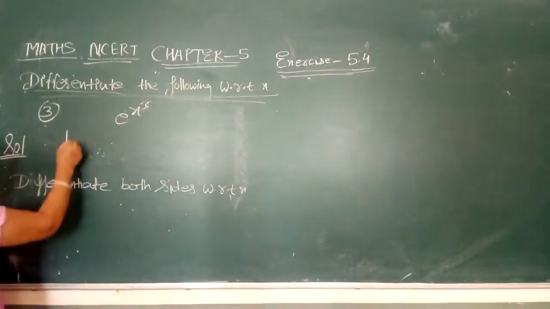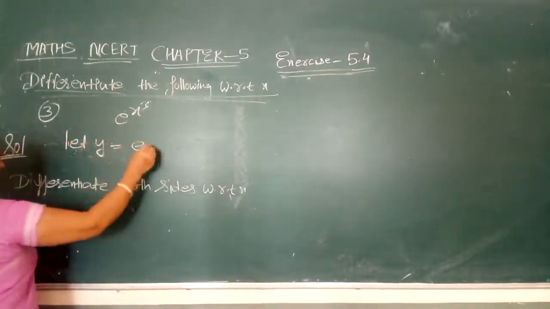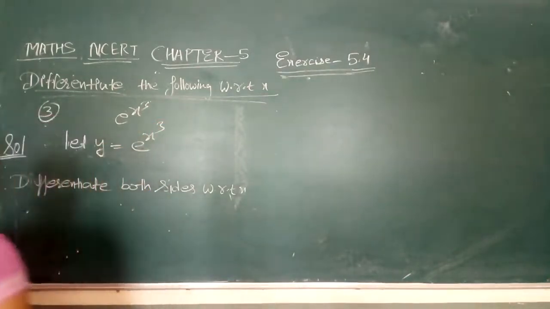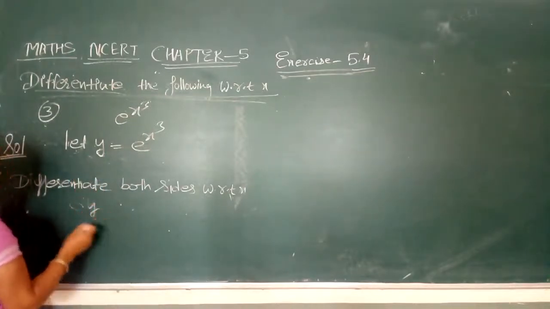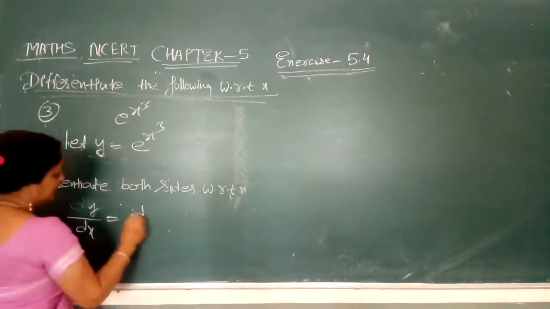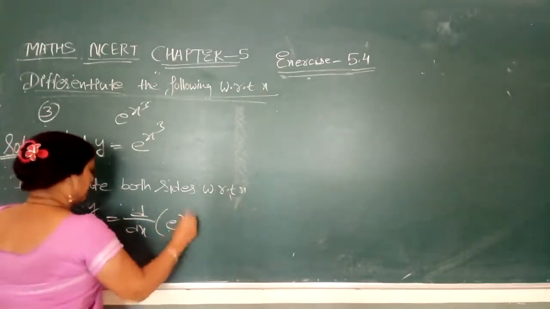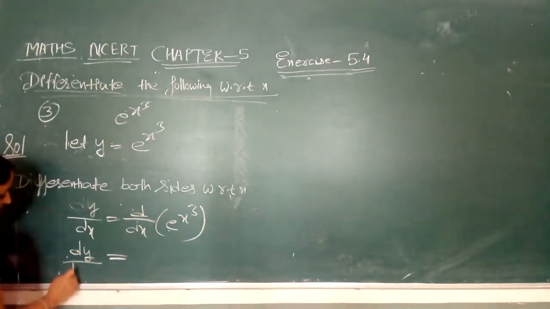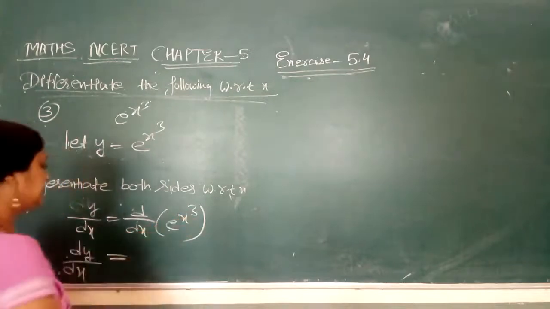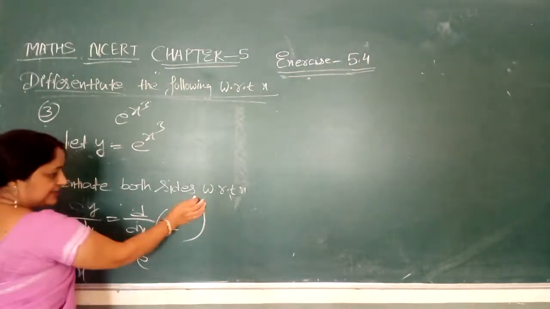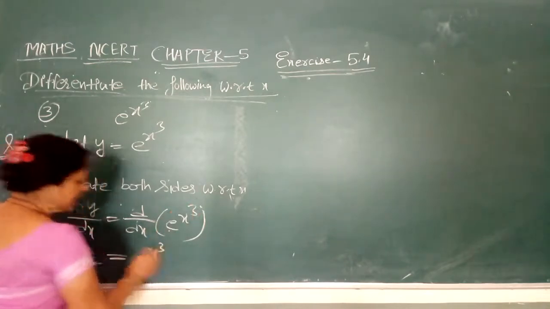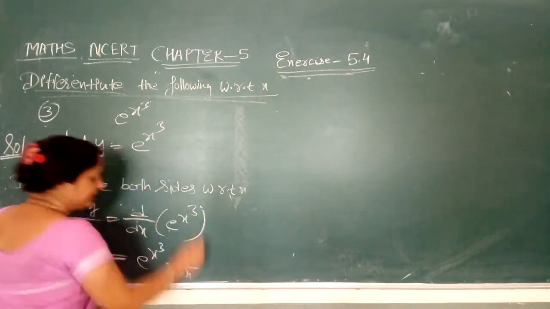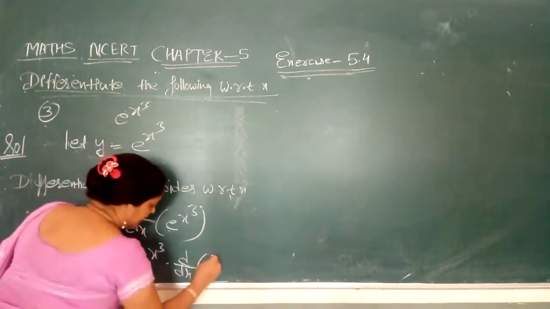So let us start the solution. Let y is equal to e^x raised to power 3. After that, differentiate both sides with respect to x. Then it will come dy upon dx is equal to the derivative of e raised to power x cube. After that, dy upon dx as it is, and the derivative of e^x cube is, this is theta. So the derivative of e raised to power theta is e raised to power theta into, means theta is x cube, into again the derivative of this theta. What is this theta? That is x cube. So the derivative of x cube.